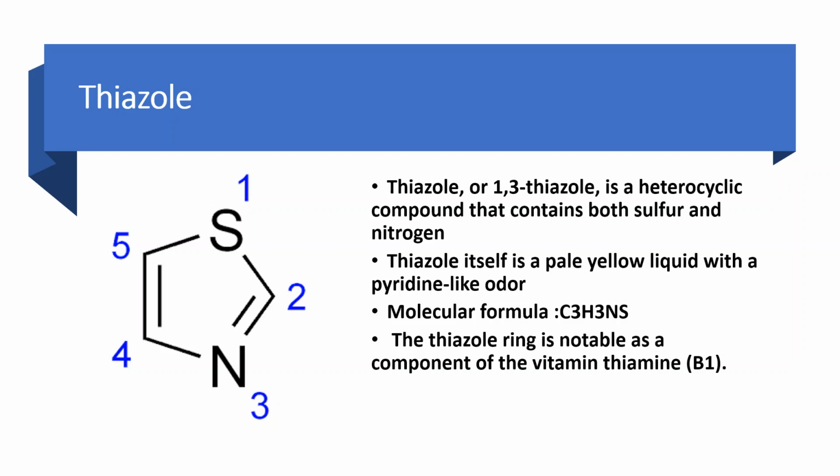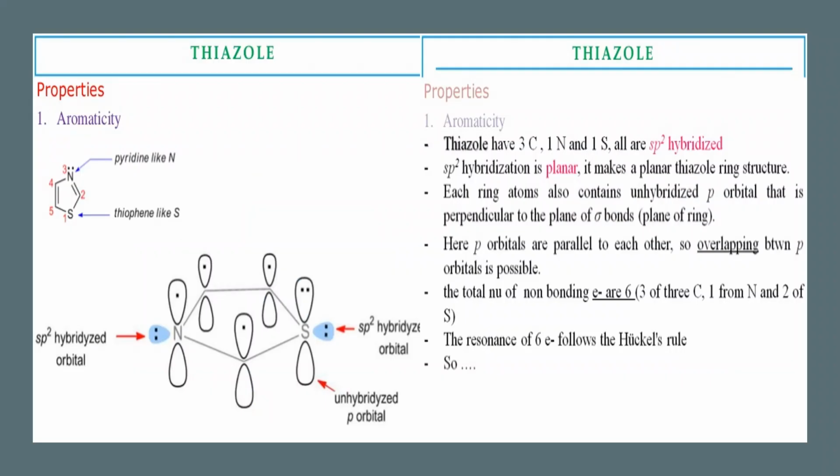It is a 5-membered ring. Molecular formula C3H3NS. This is present in thiamine B1. It is a part of your B1 vitamin.